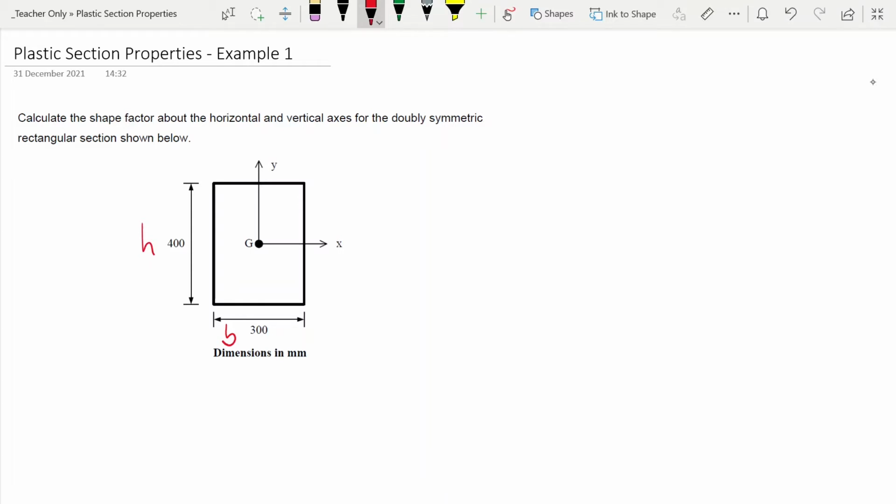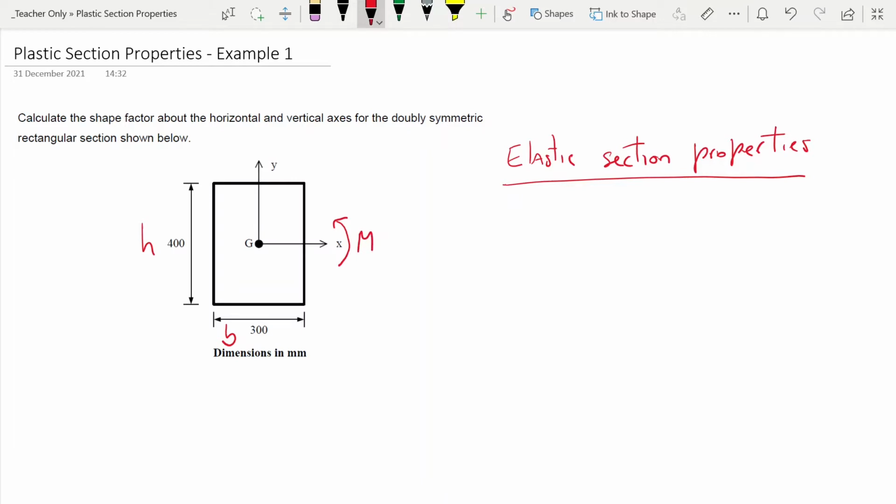The first thing we're going to calculate is the elastic section properties, and basically the elastic behavior of this section assumes a certain stress distribution. So for a given M, imagine an M that causes compression on the top and tension on the bottom, the stress distribution is linear. So something that looks like this will be the stress. And the equation is given by stress equals M divided by Ixx times y.